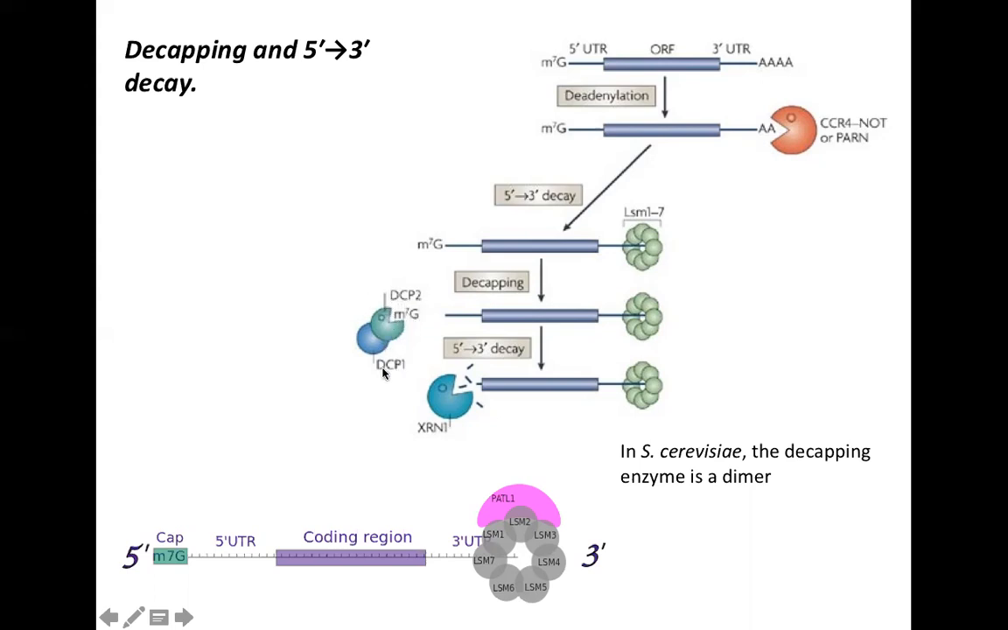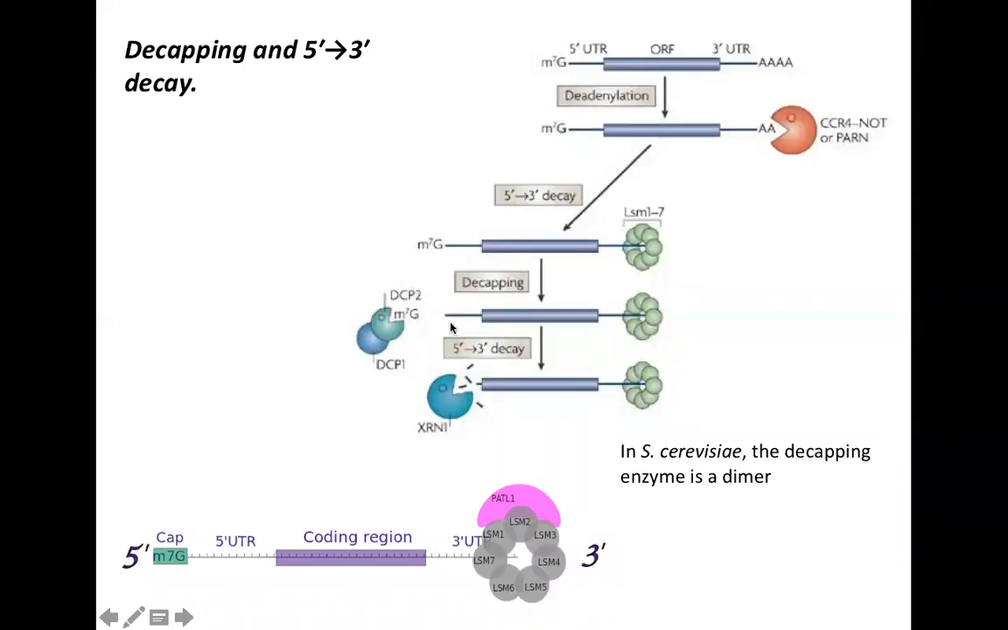And this DCP1, DCP2 complex is recruited by PAT-L1. That's why PAT-L1 is known as mRNA decay factor. After binding to the LSM1, the PAT-L1 would bind here, and this would recruit DCP1, DCP2 complex, so that this complex can remove the cap from the 5' end.